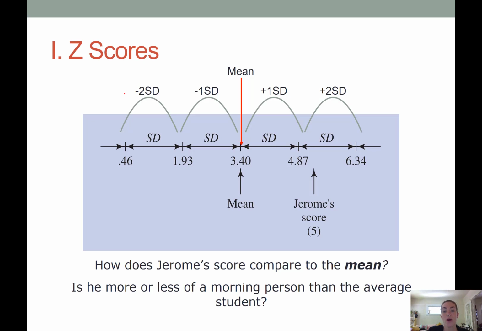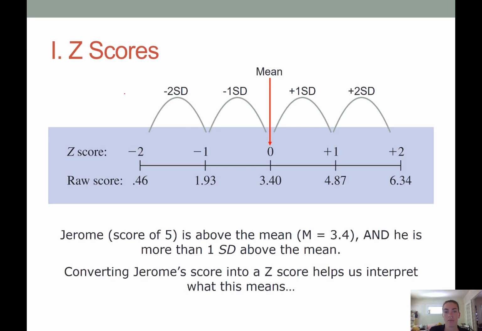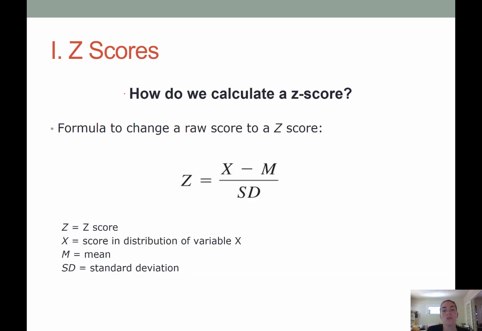Okay. So now that we have this information, we can talk a little bit more fluidly about how Jerome compares to the other individuals in his class when it comes to how much of a morning person he is. So Jerome's score of 5 is above average, and he's more than 1 standard deviation above average. So what we'll do is we'll use this information to convert Jerome's score into a score that will give us this information in a more straightforward way. The way that we'll do that is to use this formula you see on the screen.